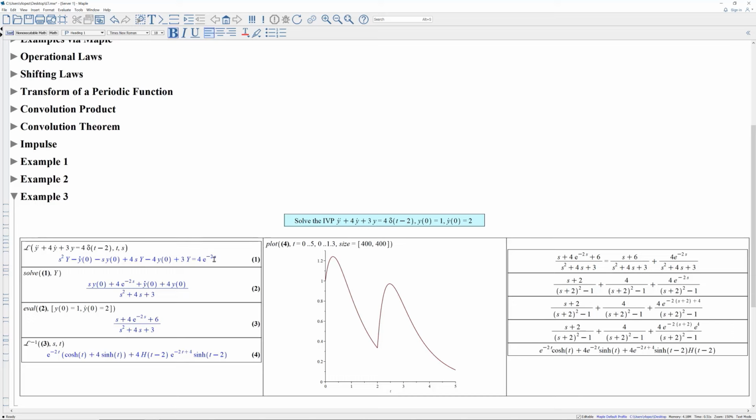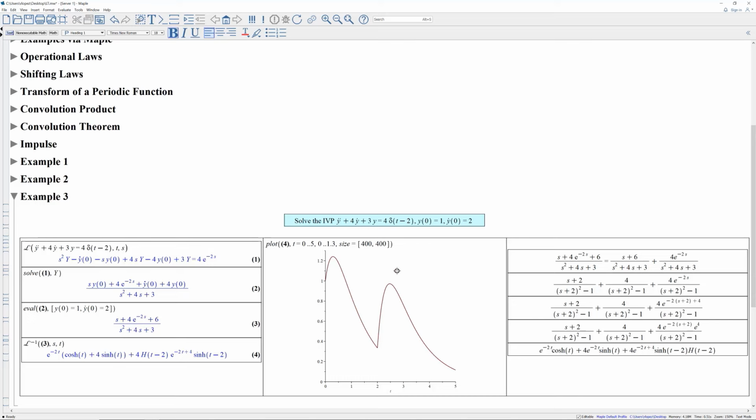You get this. You solve it for y. There's your y. You get this. You insert the initial values. y at 0 is 1, y prime at 0 is 2. You now have to invert this. Well, hit it with the inverse Laplace transform, and there's the solution to this problem.